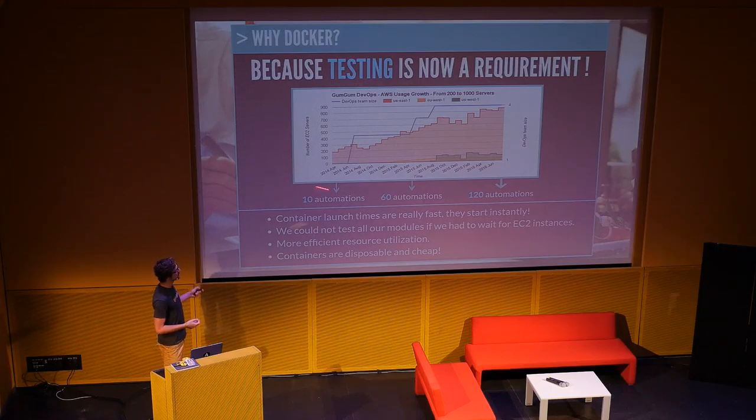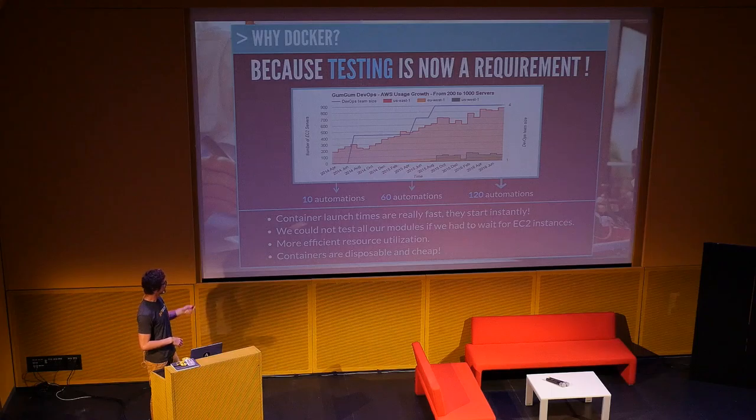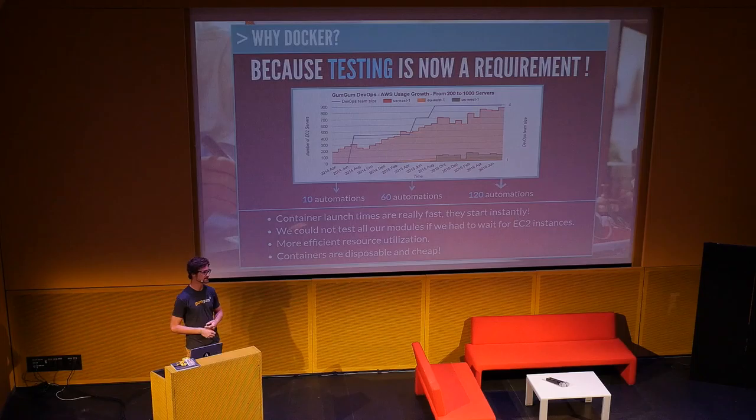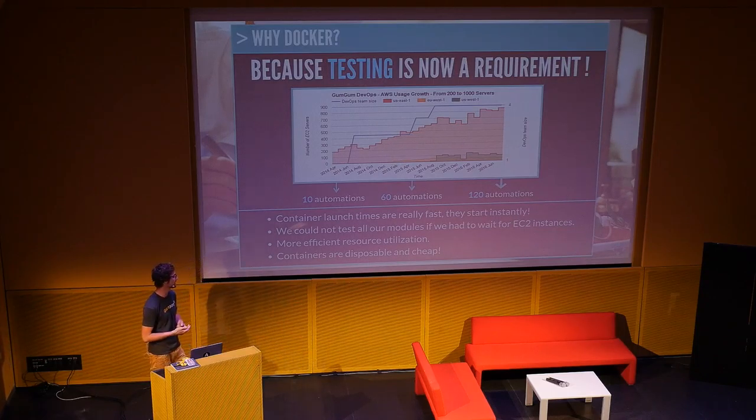As most of you are, I guess, interested in Docker, you know that container launch times are really fast. We didn't want to use AWS, even though we use really tiny servers, because starting an EC2 server in Amazon can take up to 2-3 minutes, and it costs money. So imagine starting 120 servers to do all your tests to make sure that they don't overlap on each other. That wasn't a good solution for us. So that's why we went with Docker.